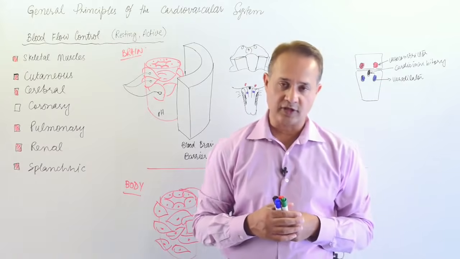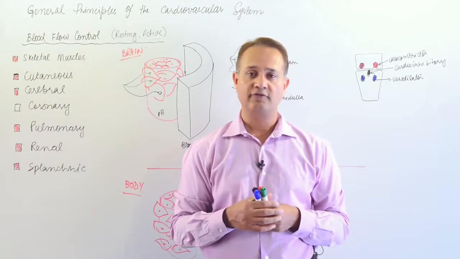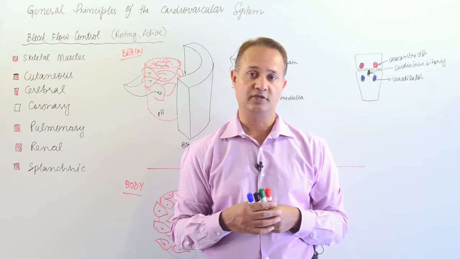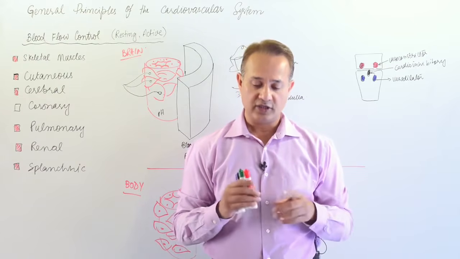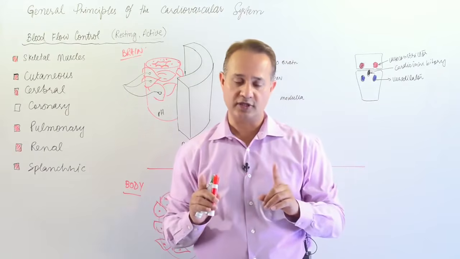Guys, this is Mubin. We're talking about the cardiovascular system, and today the lecture is the control of blood flow for cerebral vasculature. Now, this is the physiological control we're talking about. We are not talking about the pathological control.